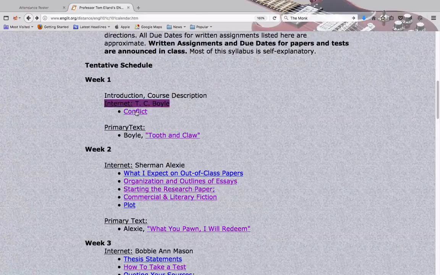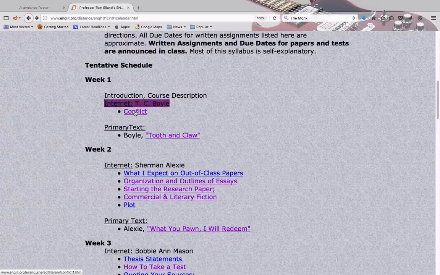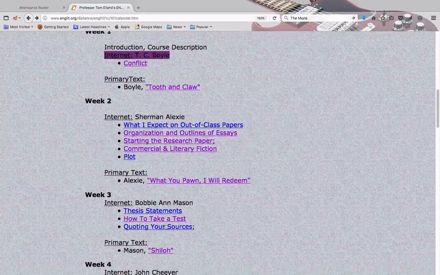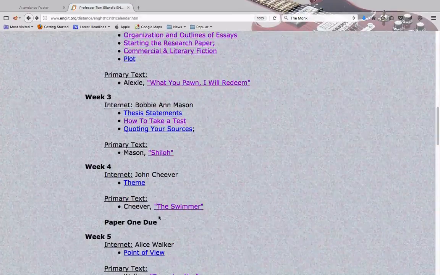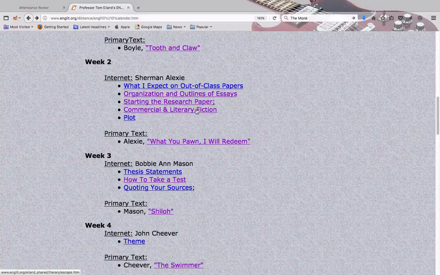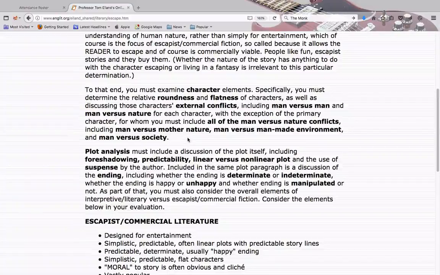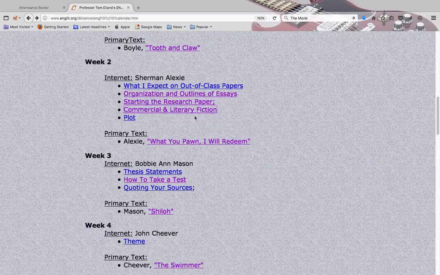The other thing that you're going to notice is these links to my website that have to do with literary terms such as conflict and plot and theme and interpretive versus escapist fiction. And essentially when you click on these, they are going to tell you about the literary terms that you're learning for the class. These are the terms you must use in your papers. And essentially we go by them week by week. That means I do not want you talking about symbolism in the first 2 weeks because we haven't covered symbolism. We will get to that later on. What I want you to do is focus on the things that I am asking you to focus on in terms of these literary terms.